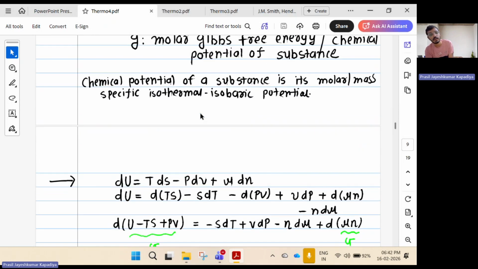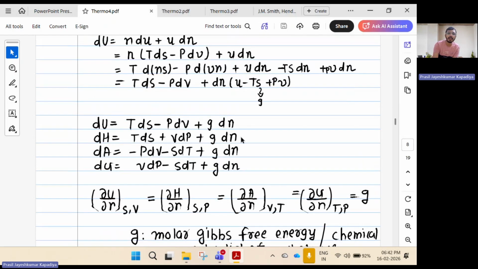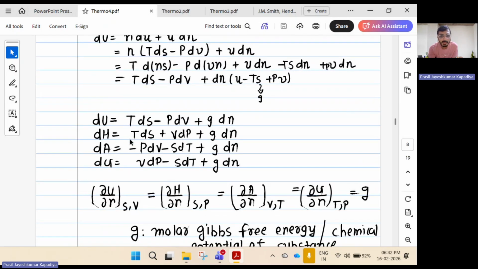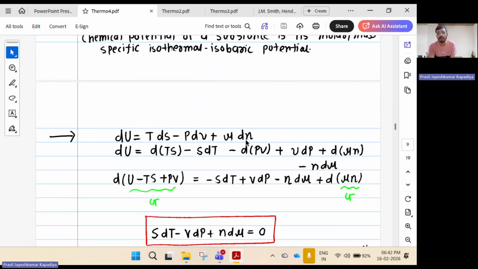Okay, let's try to derive a very important result of chemical engineering thermodynamics. So this equation I can write as dU is equal to TdS minus PdV plus mu dn. Let's do the same thing once again. I'm keeping dU as it is and there is a T dS term. I want to write the differential of TS, so I need to subtract S dT.